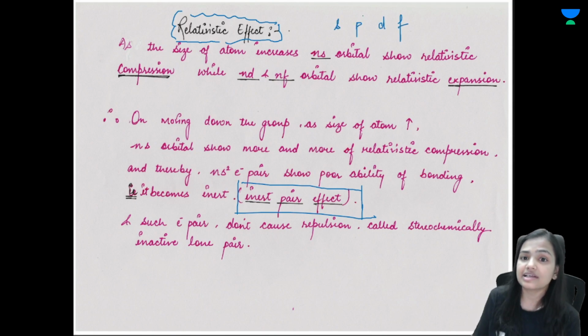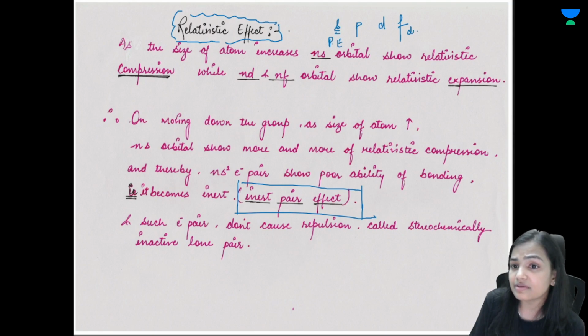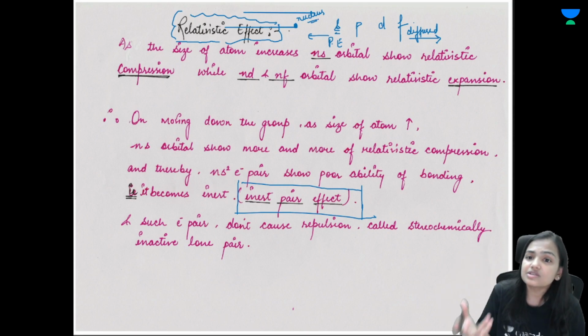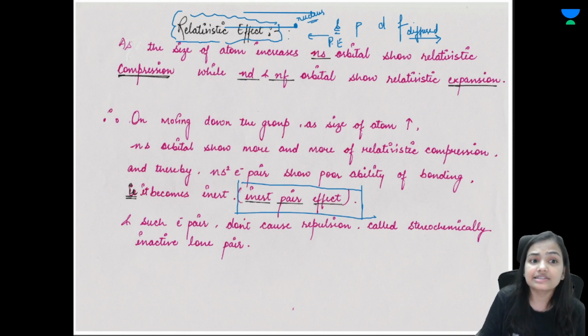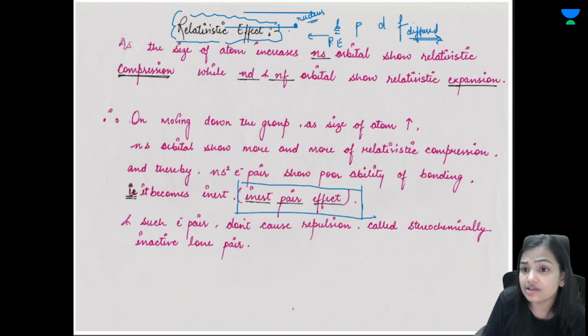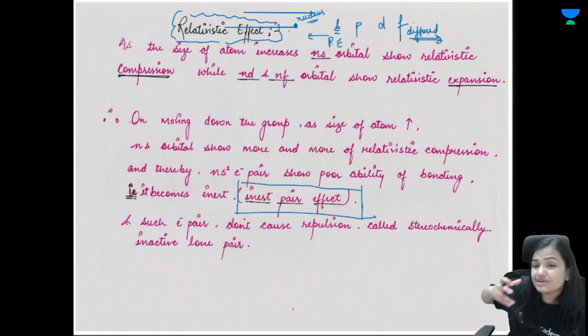As I told you, the S orbital has high penetration power and the F orbital is very much diffused. So the f orbital goes away from the nucleus, and the s orbital goes towards the nucleus. Let's say this is my nucleus. This is known as the relativistic effect. That is the tendency of the orbital to go closer to the nucleus, meaning relativistic compression, and the orbital which goes away from the nucleus has a tendency to expand.